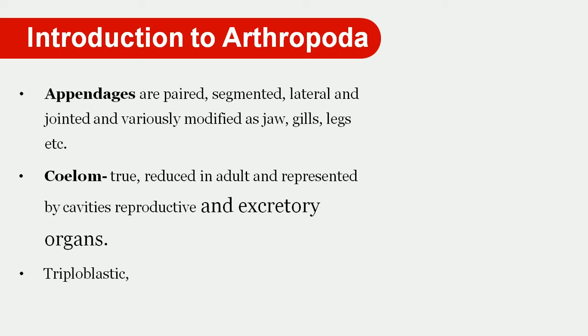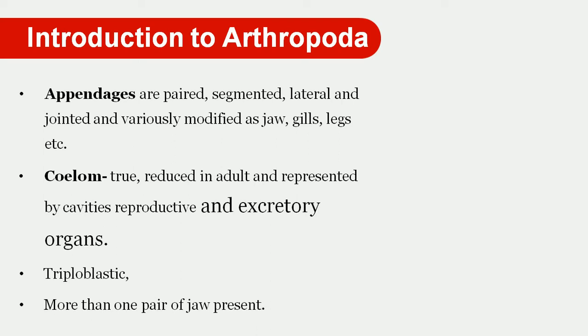Then in these animals cephalization is well developed, and the mouth parts consist of more than one pair of jaws present in the mouth, and ultimately the mouth is very well developed in these arthropodal animals.